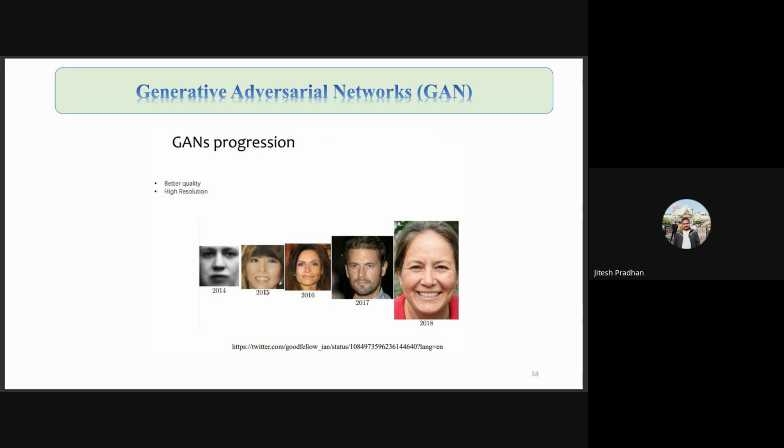In 2014 it was generating blurry images. In 2015 the images improved somewhat. In 2016 further improvement was made. In 2017 further improvement was made, and in 2018 it started to generate realistic data. And now it is generating data that we can't even tell whether it's real or fake. That is the GAN progression.